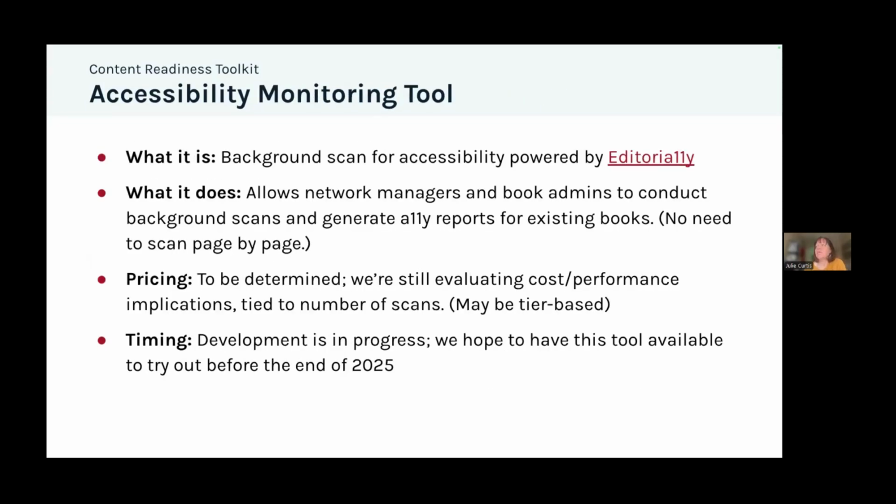All right. I mentioned already the accessibility monitoring tool. Again, this is that background scan capability. And this is something network managers and book admins could do so they don't have to go through every single page one by one, which is how editorial is designed to work. It will run a background scan and then generate the report for you. So you can use that to see here's the books, here's where there's potential accessibility issues, and just prioritize how you want to address those or look at those.